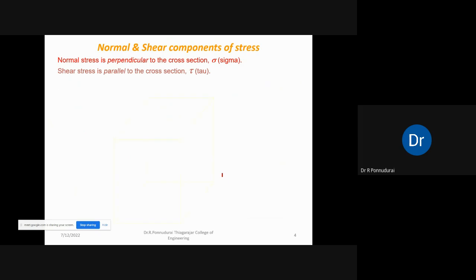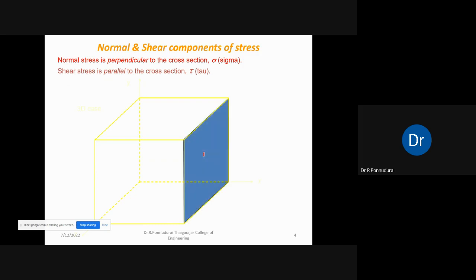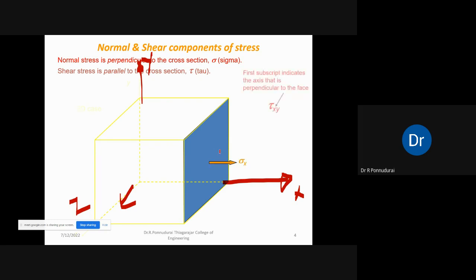Okay, so in case of 3D, the stress at a given point, if I am designating it as a cubical form, how is it going to look? This way. So that is for the normal and shear components of the stress in case of 3D. So let us assume that this is the x-axis, this is the y-axis, this is the z-axis. Okay. So each plane will have one normal stress and two shear stresses. You know that, okay? One normal stress and two shear stresses.